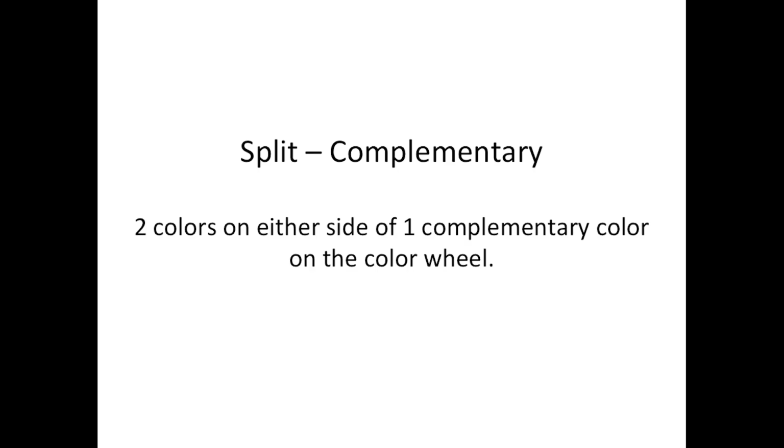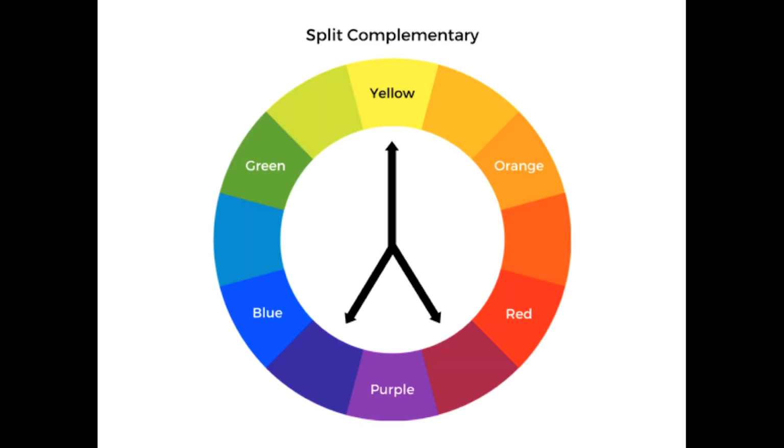A split complementary is two colors on either side of one complementary color on the color wheel. Let me show you. So if I took yellow, the opposite of yellow in this color wheel is purple. And so if I use the colors on either side of that, that's what a split complementary is. Again, let me show you an example.